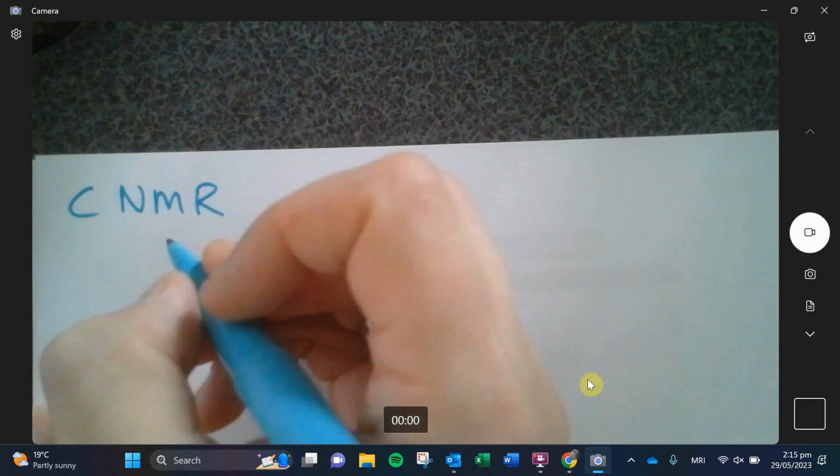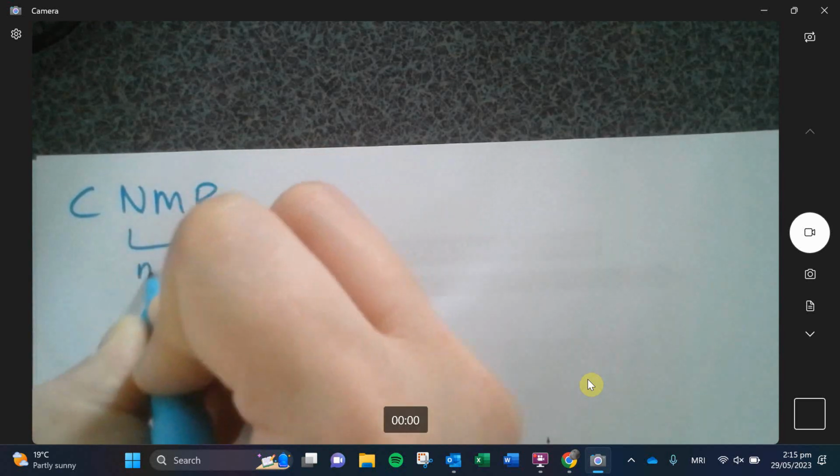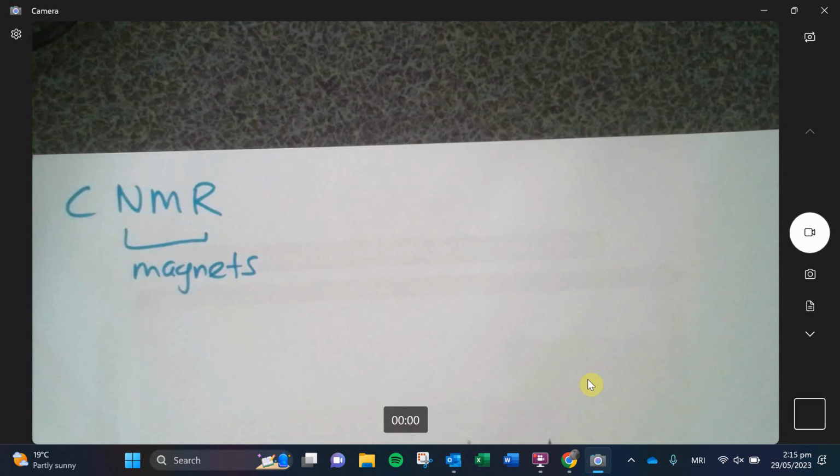So the NMR is referring to magnets. And what do you think the C is referring to? Carbon. Yeah.